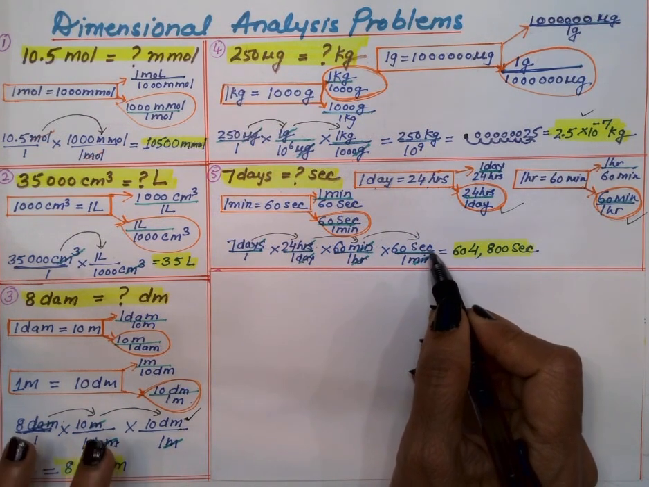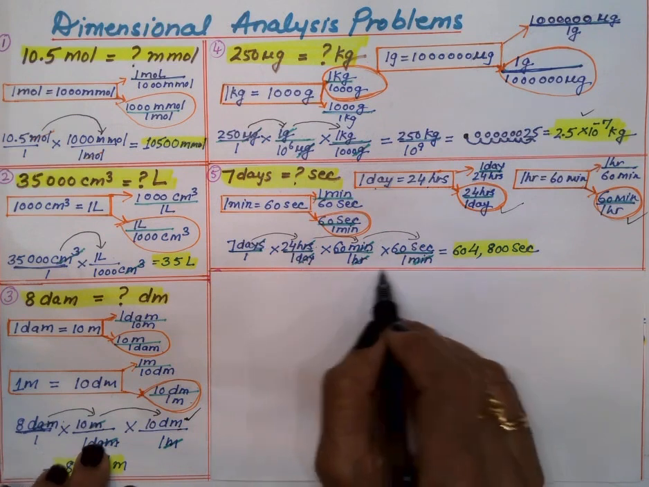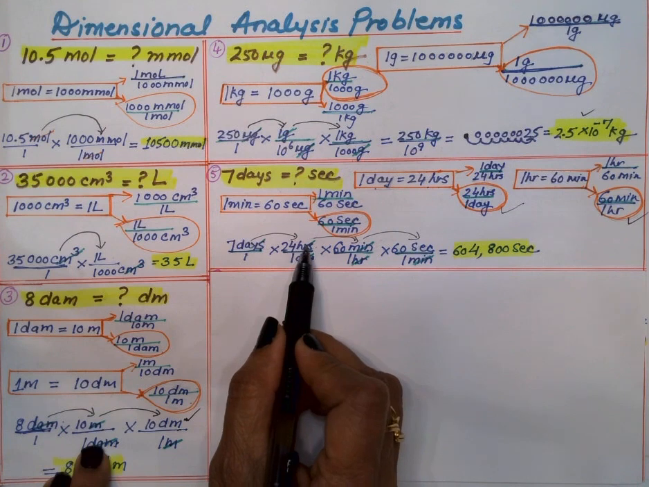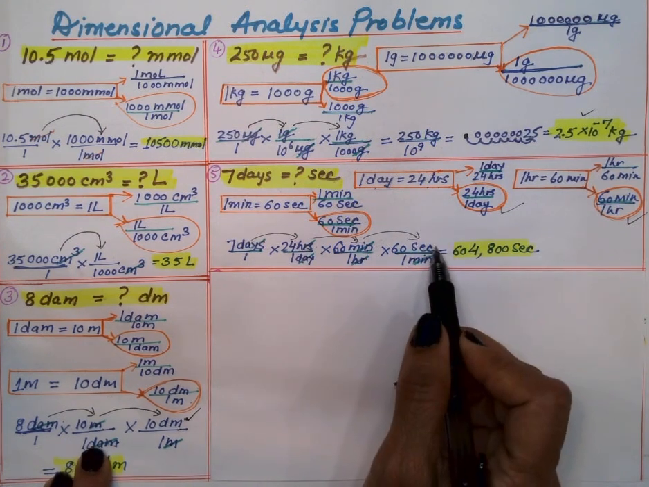You always want to make sure that all the rest of the units are cancelled except the one that you want in your answer. So you see all those other units were cancelled out. Only the second is left.